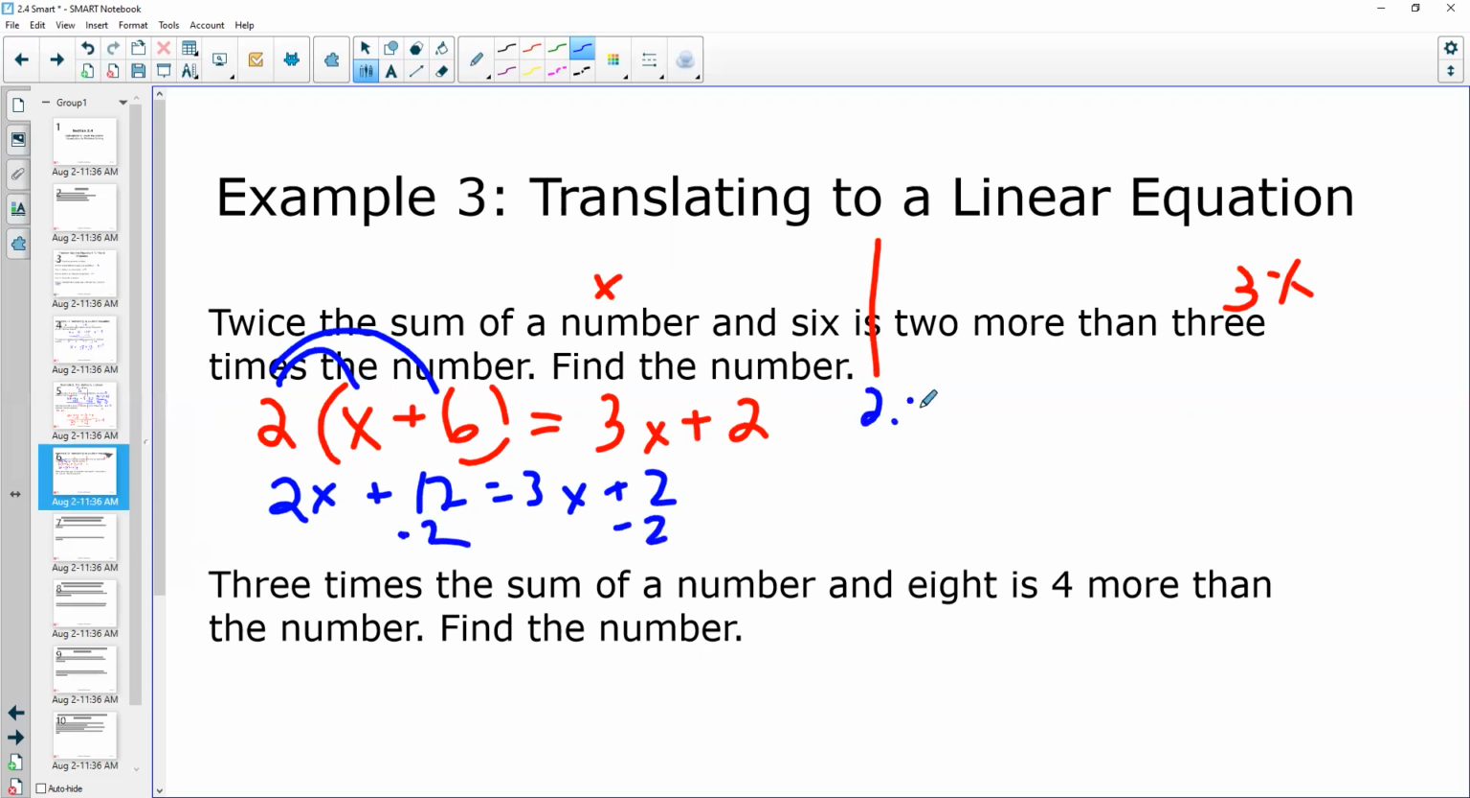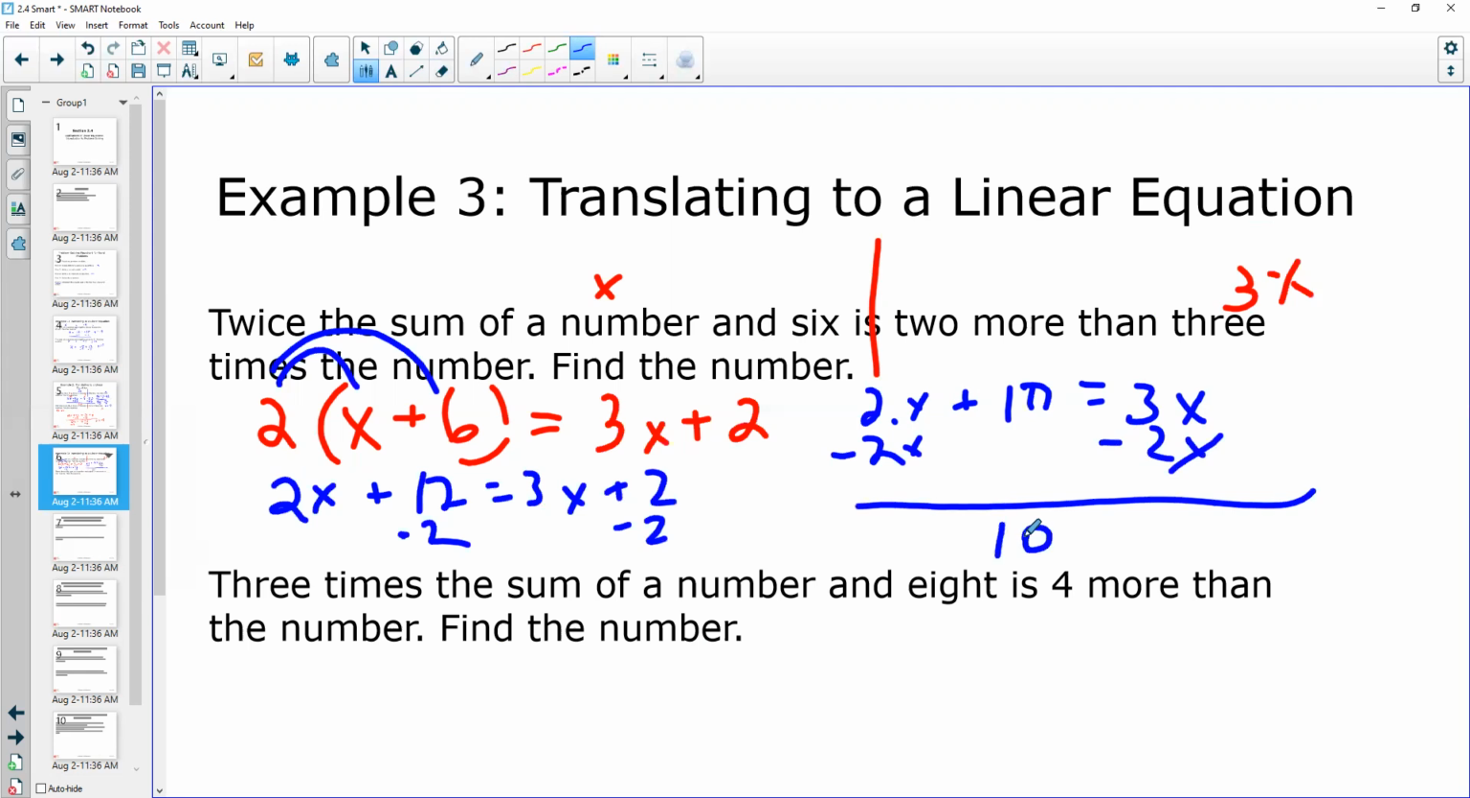I'm going to get 2x plus 10 equals 3x. Oops, no, I forgot the 10. 2x plus 10 equals 3x, minus 2x. And so I'm going to get 10 equals x. That's my answer. And again, you can go check that.